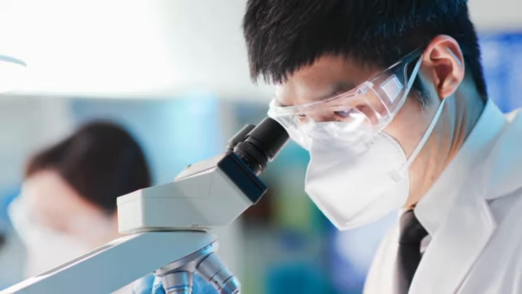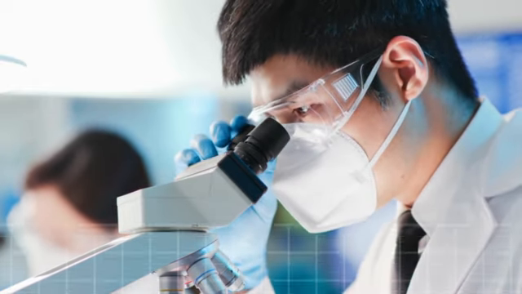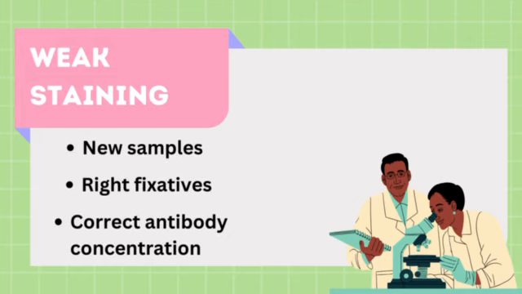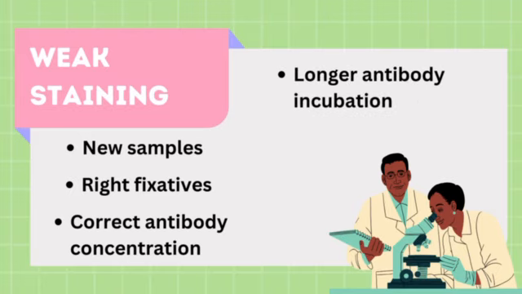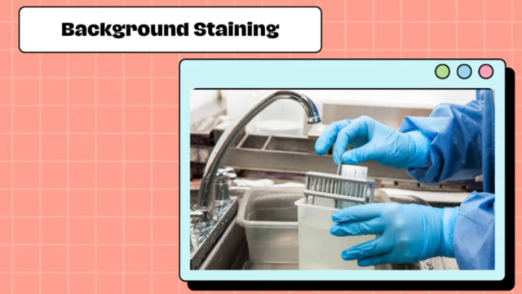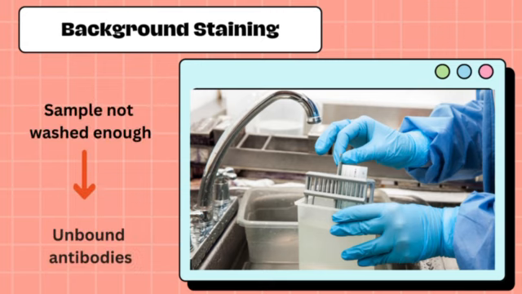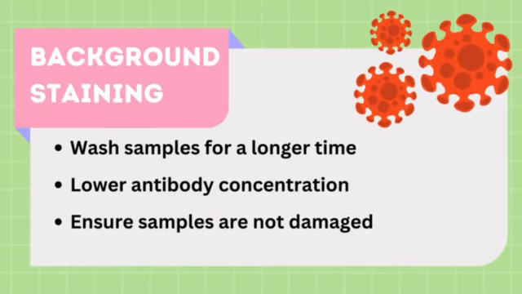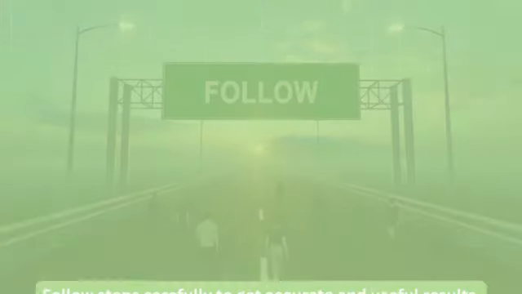Sometimes you might run into problems like not being able to see anything or seeing too much background stuff you're not interested in. For weak staining, make sure your sample isn't too old, you're using the right fixative, and your antibodies are at the right concentration. You might need to leave the primary antibody on longer or use a more sensitive detection method. If there's too much background staining, it could be because your tissue sample wasn't washed enough, leaving unbound antibodies on the surface of the tissue. Alternatively, the antibody concentration could be too high or the sample was damaged. Make sure to cut your samples thin enough, use the correct antibody concentration, and carefully wash your samples.